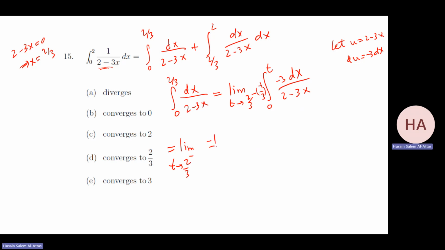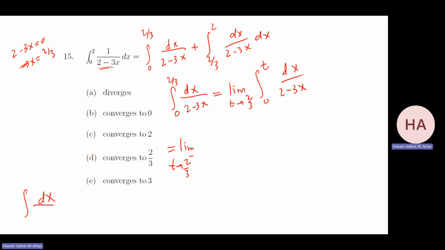You know what? Let me do this integration aside, better, instead of mixing things. The integral of dx over 2 minus 3x. I let u equal 2 minus 3x, du is minus 3 dx, so I need minus 3 and minus 1 over 3. So it's minus 1 over 3 du over u.